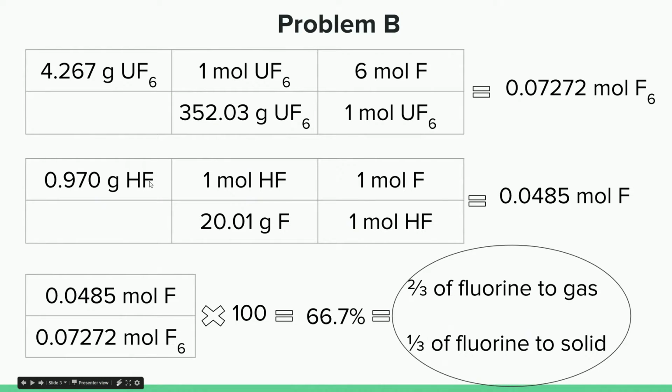Next, we take the given amount of 0.970 grams of HF and divide it by its molar mass of 20.01. Then we multiply it by 1 mole of F since there's 1 atom of F in HF. Then to find the fraction, we divide the 0.0485 moles of fluorine by the 0.0727 moles of F and then multiply it by 100 to get a percentage. We end up with 66.7%. So in simpler terms, 2/3 of the fluorine goes to the gas, while only 1/3 of the fluorine goes to the solid.